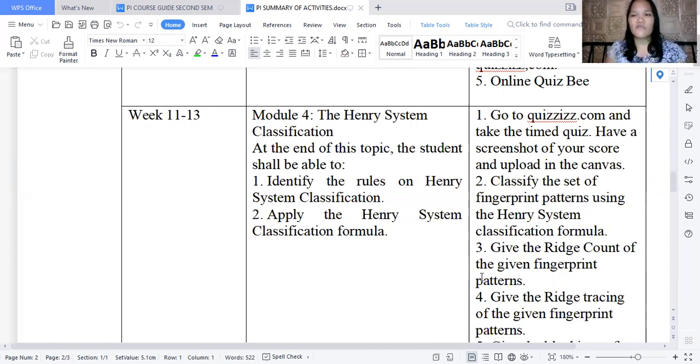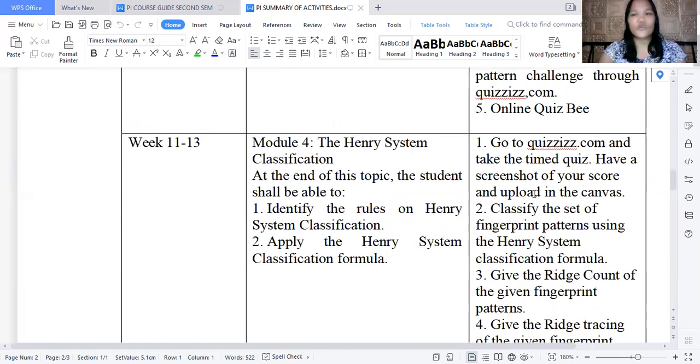We will be having a lot of activities here, so you have to be acquainted with the different rules so that you will not be at a loss. For the activities, again, quizzes.com will be used and I will be giving a timed quiz. Take a screenshot of your score and upload it in Canvas. This is how we are going to have our quiz. It's more fun with quizzes, okay?